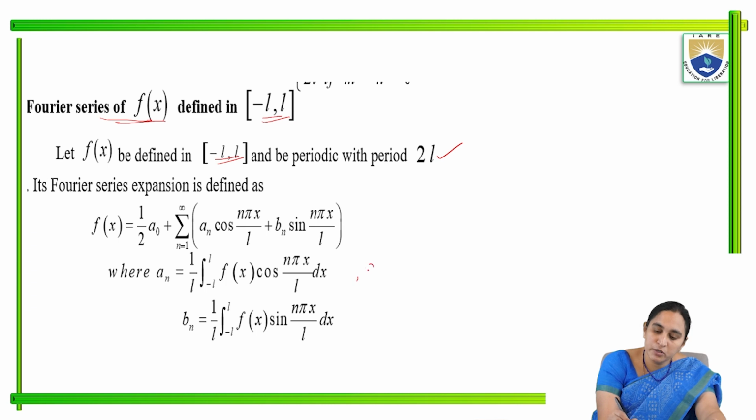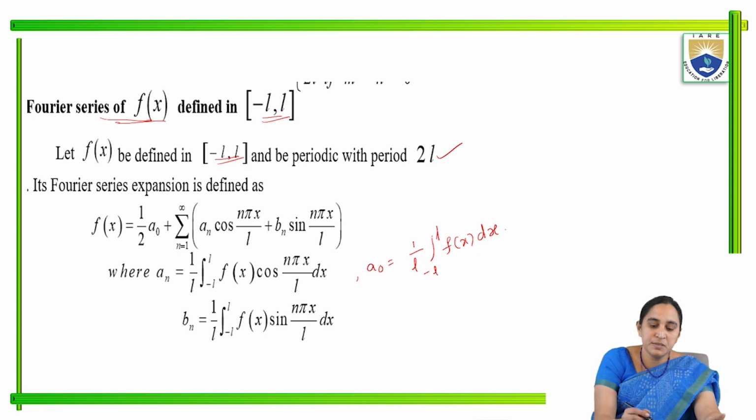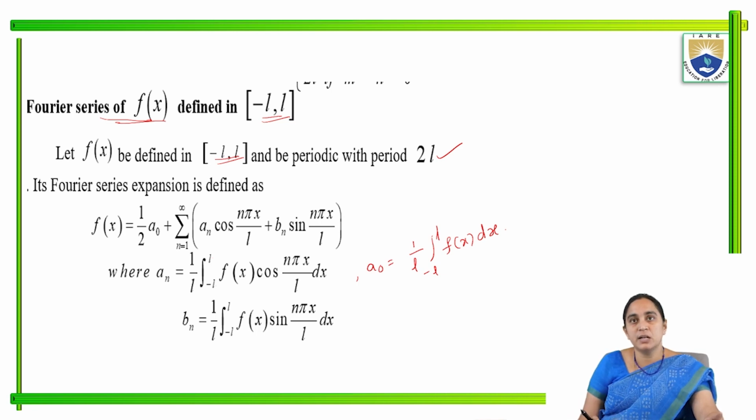And similarly, the a naught formula is 1 by l integral from minus l to l of f of x dx. These are the a naught, a n and b n formulas for the interval minus l, l. Similar formulas hold for c, c plus 2l, where in place of l I take 2l and the integral runs from c to c plus 2l. Now I will discuss the related questions.